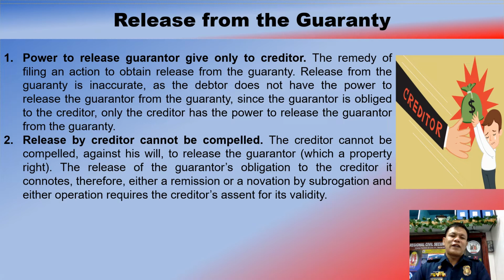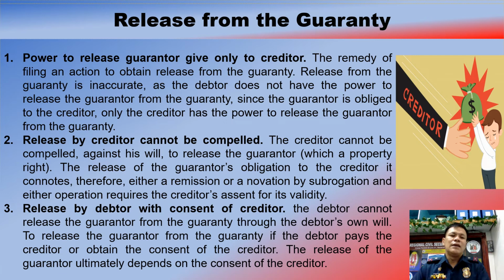Release by creditor cannot be compelled. In this regard, the creditor cannot be compelled against his will to release the guarantor, which is a property right. The release of the guarantor's obligation to the creditor connotes, therefore, either a remission or a novation by subrogation, and either operation requires the creditor's assent for its validity.